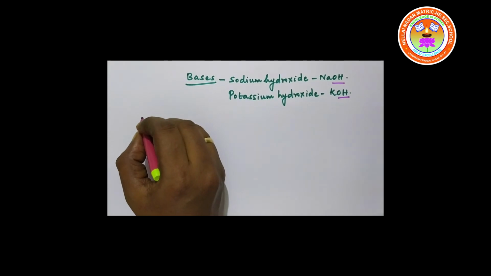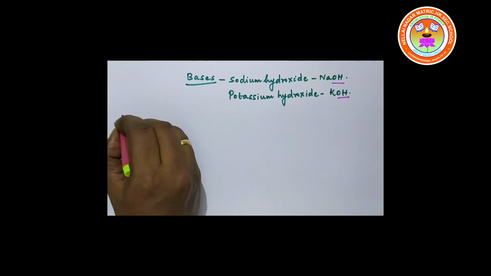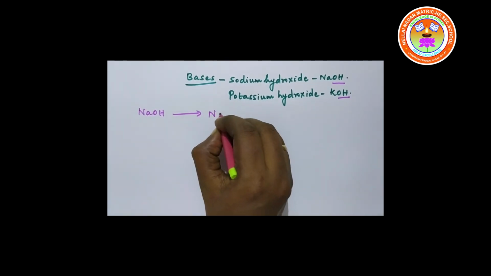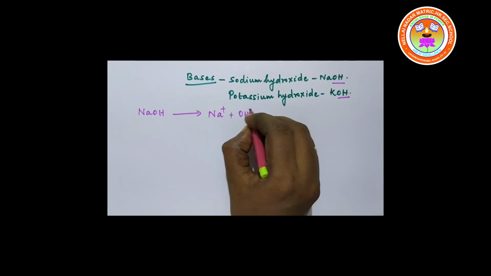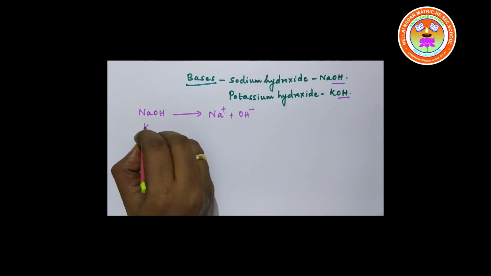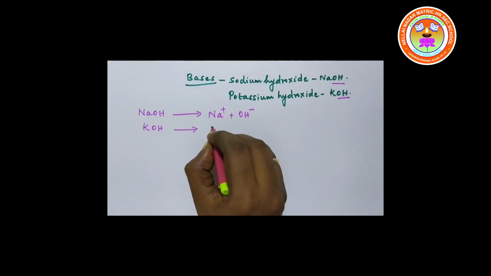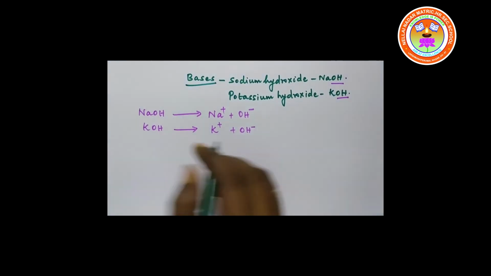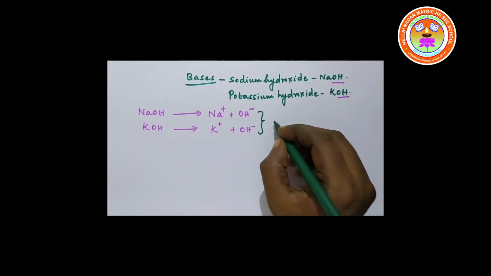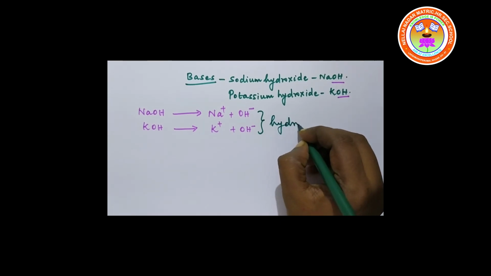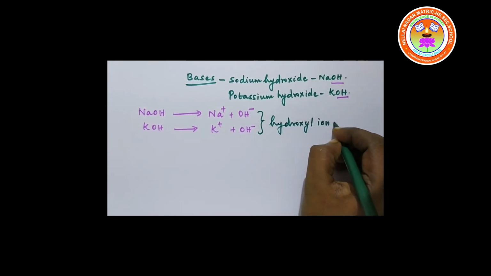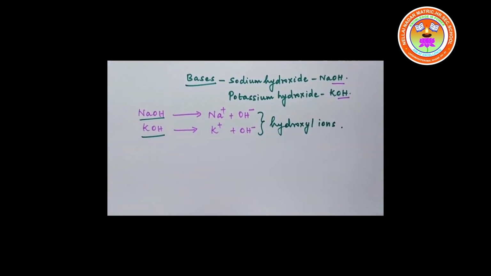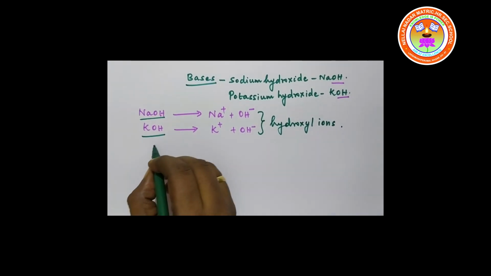When sodium hydroxide is dissolved in water, it produces Na plus and OH minus ions. Similarly, when potassium hydroxide is dissolved in water, it produces K plus and OH minus ions. Since they produce replaceable OH minus ions, hydroxyl ions, sodium hydroxide and potassium hydroxide are called bases, and they are also called alkalis.